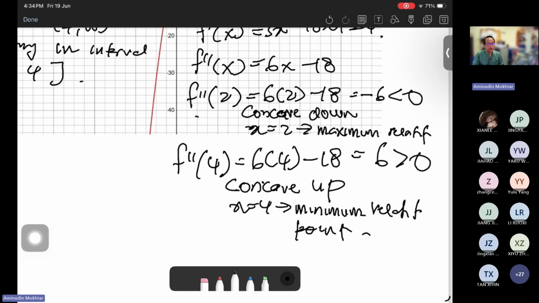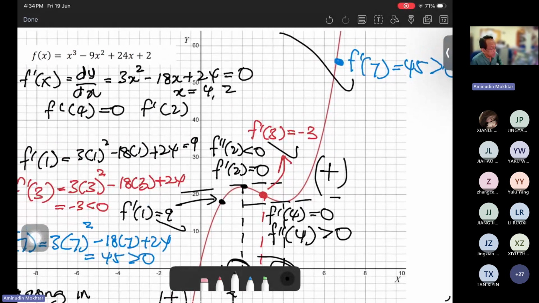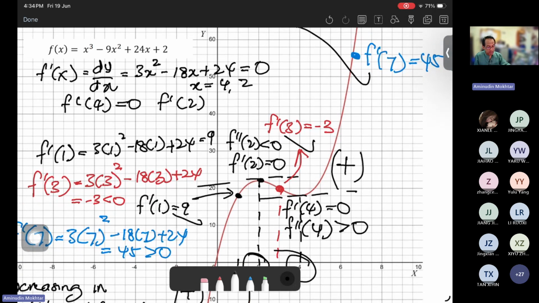So based on this example, we can determine the area where the function is increasing or decreasing. And also we can find the critical points. At the same time, we can also determine which critical point is a minimum or maximum relative. This is the example of how we can apply the first derivative and second derivative in order to identify the extreme relative points for the graph.